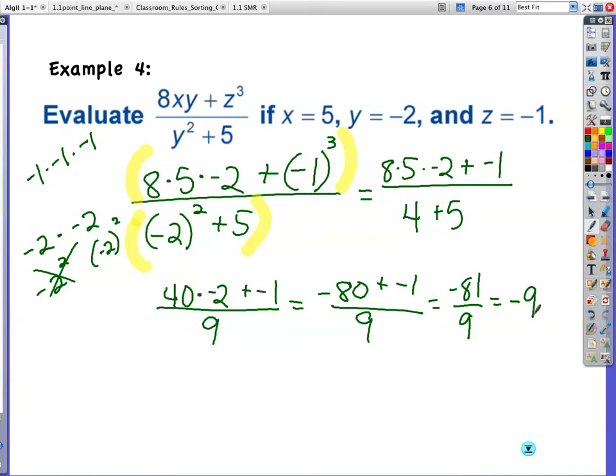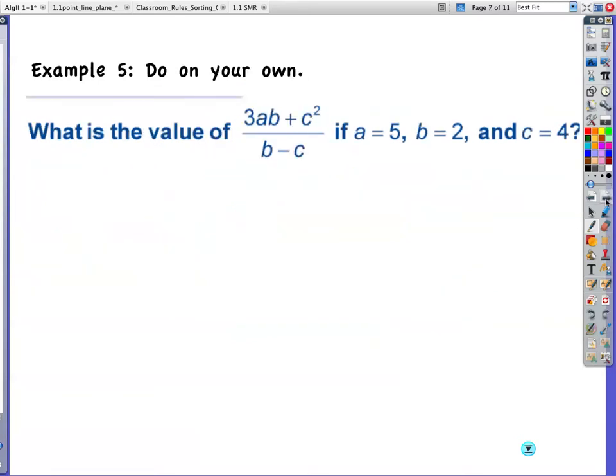Well, anyway, I was going to say check your answer with this, but you just kind of went ahead and did that, that's what we're doing there. Example 5, do this one on your own.